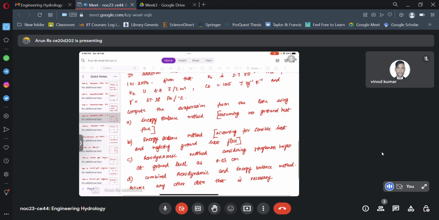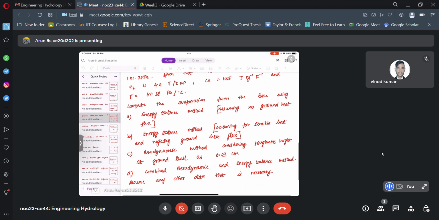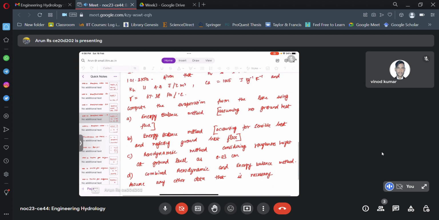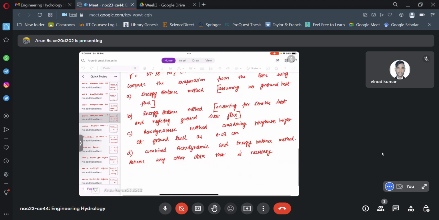And you have the constant to determine the psychrometric constant, that is 1005 joule per kg per Kelvin, and the psychrometric constant is also given as 67.38 pascals per degree centigrade. Some additional data is given as CA.